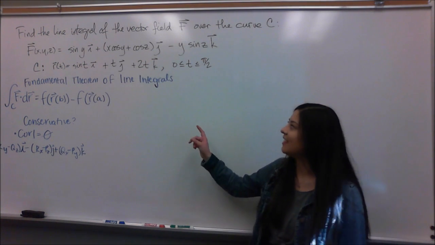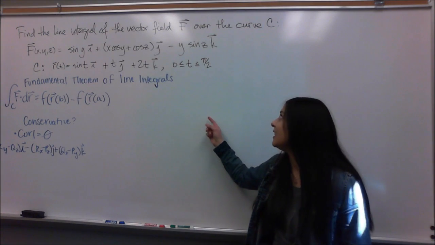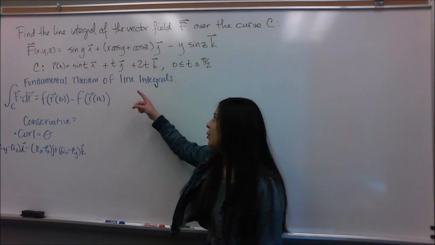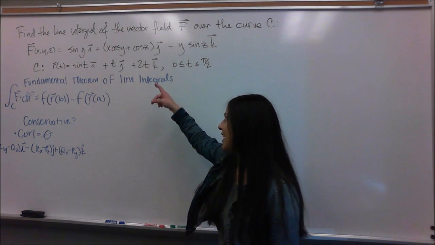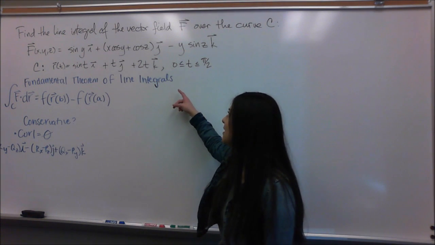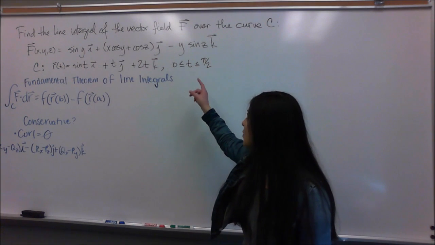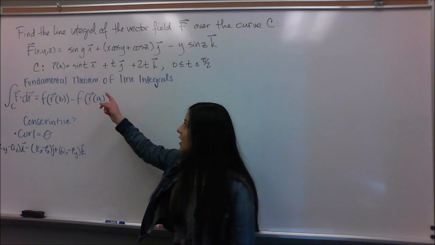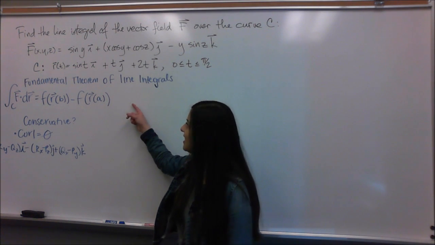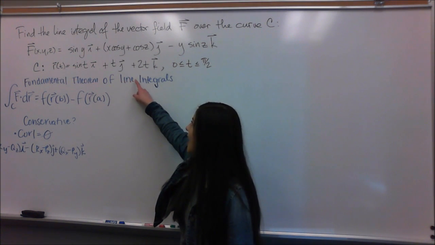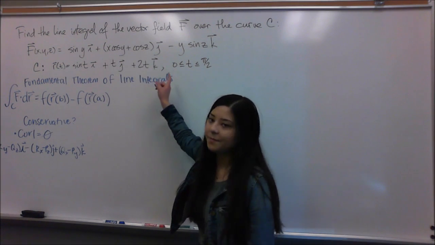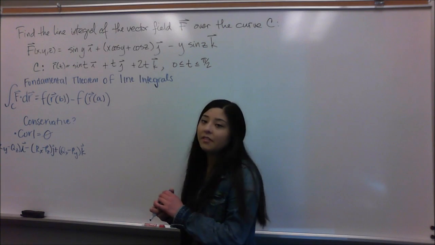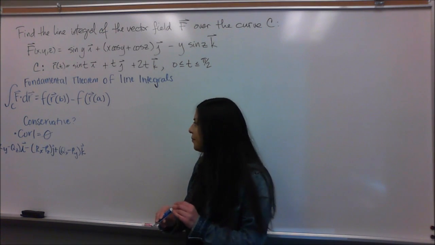Today we're going to find the line integral of the vector field F over the curve C. So F equals sine y i plus (x cosine y plus cosine z) j minus y sine z k. And the curve is r of t equals sine t i plus t j plus 2t k. We want to use the fundamental theorem of line integrals to solve this.